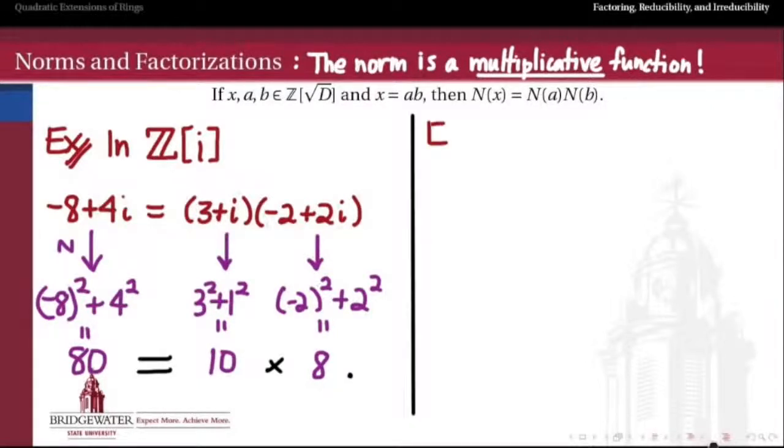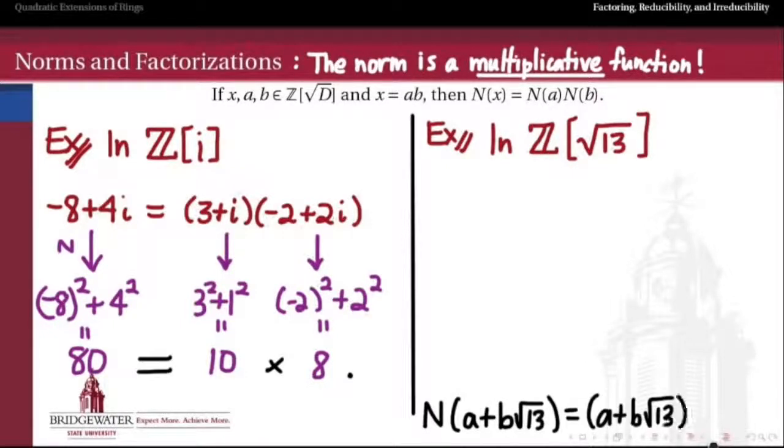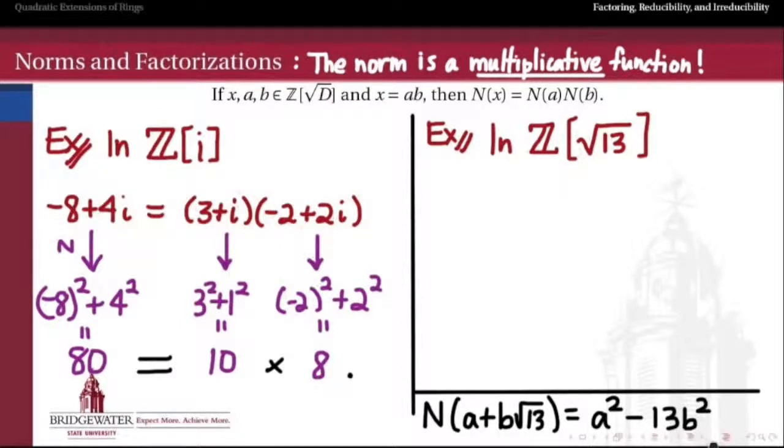But of course, it works in any quadratic extension. Let's take the quadratic extension by the square root of 13 of the integers. The norm in this quadratic extension ring is going to be the product of a + b√13 by its own conjugate. When we simplify that out, what we end up with is a² - 13b². Again, remember the norm, even though it takes in a funny-looking quadratic number as its input, will always output an element of the base ring, which in this example is the integers. So a² - 13b² is going to be a nice friendly integer.